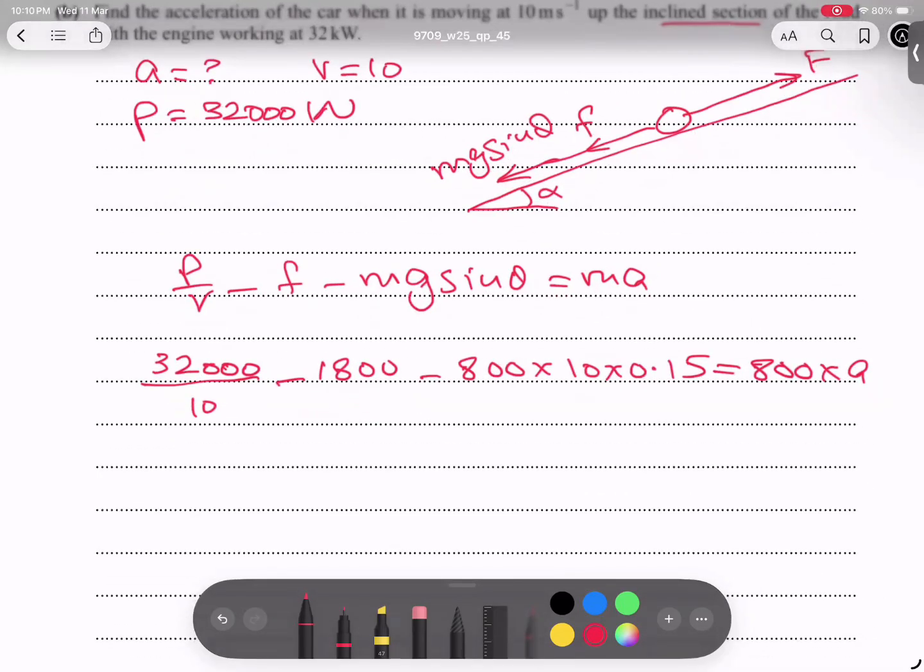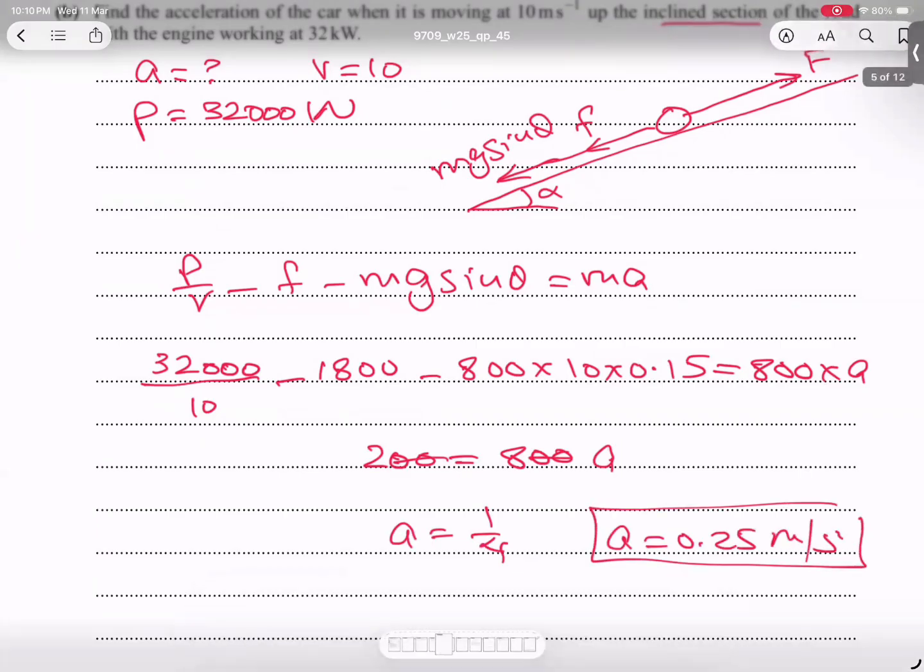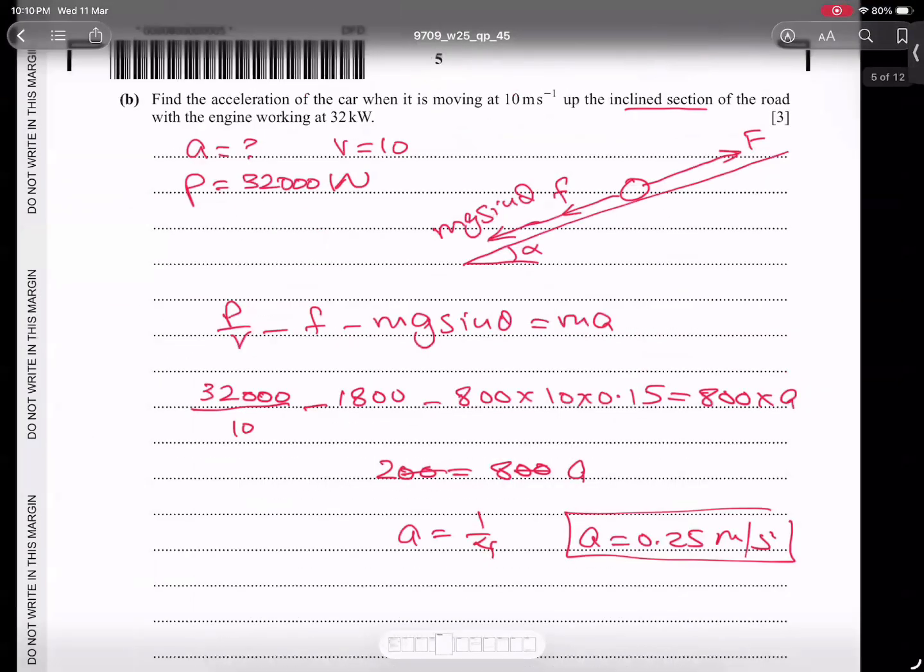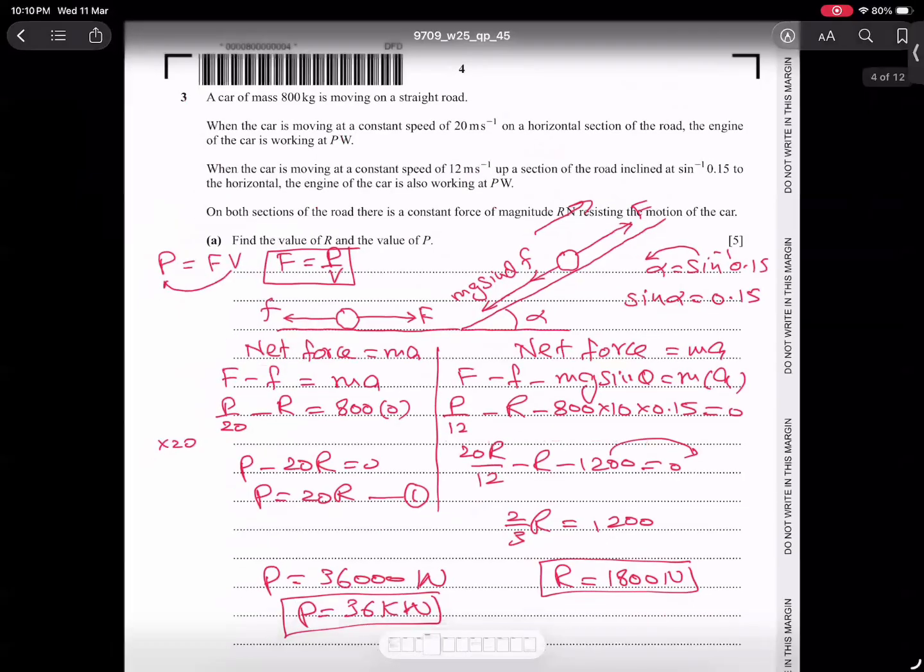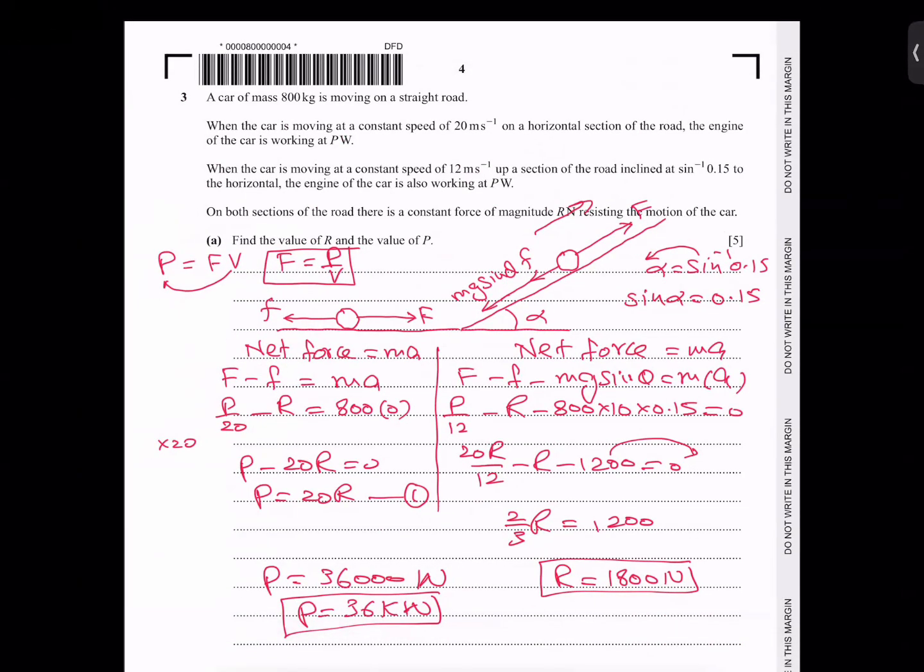It is a matter of typing in the calculator: 32,000 divided by 10, minus 1800, minus 800 times 10 times 0.15. And I get 200 equals 800a, and the double zeros cancel out, and I get a equals 1/4, or I can say 0.25 meters per second squared. And the question is completely clear. Alhamdulillah, the main part was here, and I hope the idea of question number 3 is completely clear.